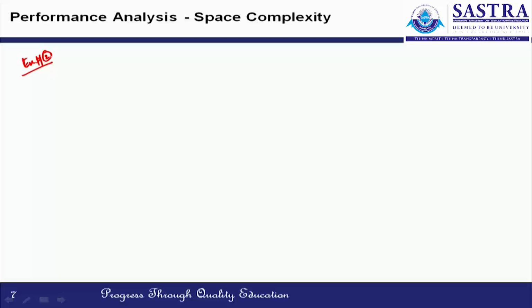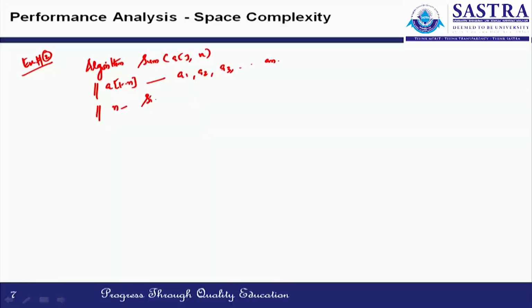Let us consider the algorithm to find the sum of the n elements which are stored in an array. Algorithm sum, A array comma n. What is the A array? A is a one dimensional array which consists of n inputs, a1, a2, a3, etc., an. N represents the size of input.